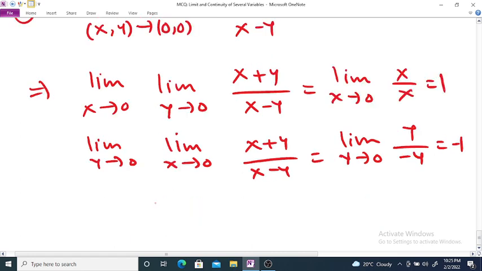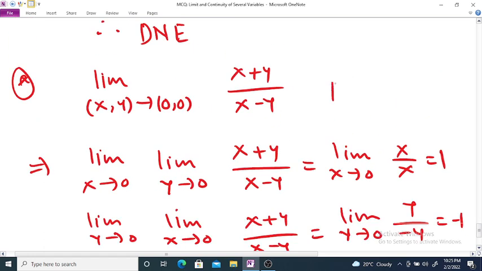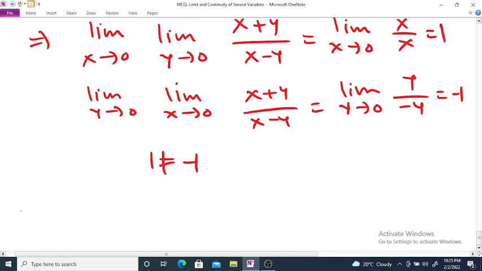Now both the repeated limits exist, but they are not equal, and therefore this limit does not exist. Now take one more example.